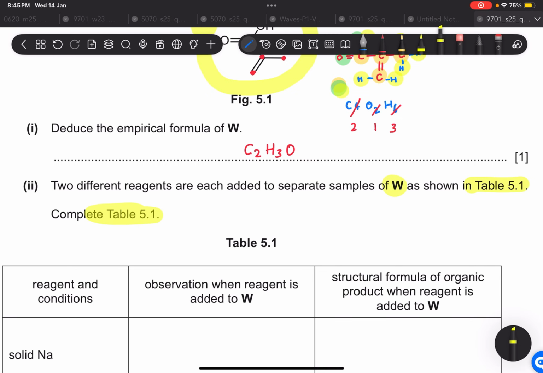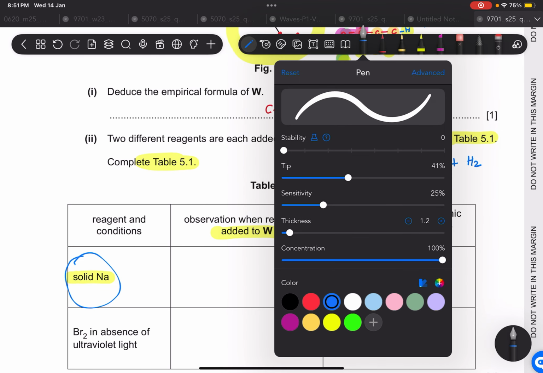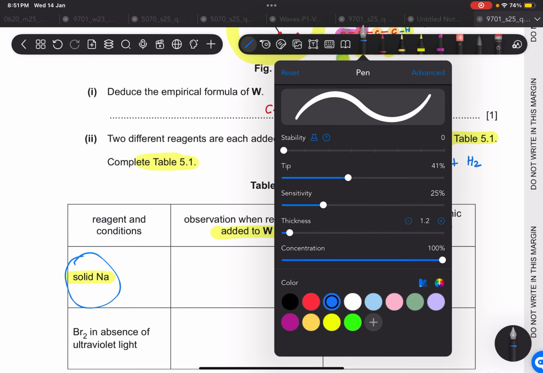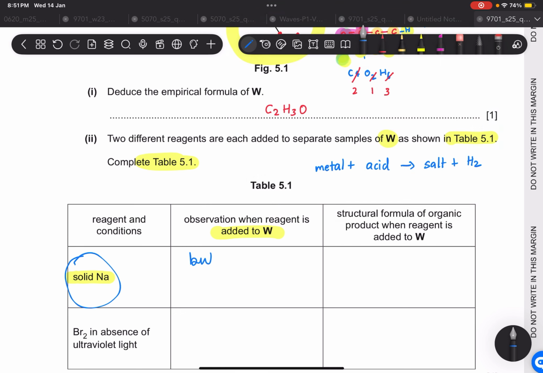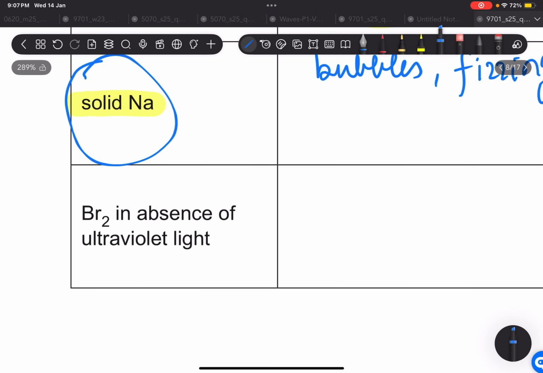Complete table 5.1. Okay. So for solid Na, I'm going to see some bubbles or effervescence or things like that. I'm going to see some bubbles. The next part says Br2 in the absence of ultraviolet light.